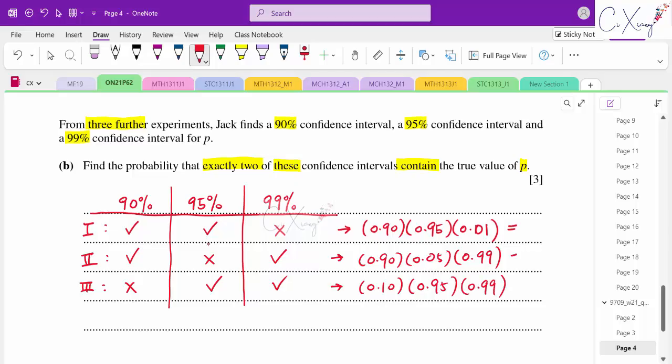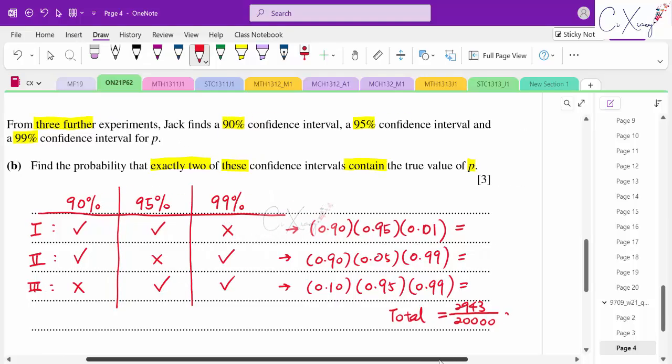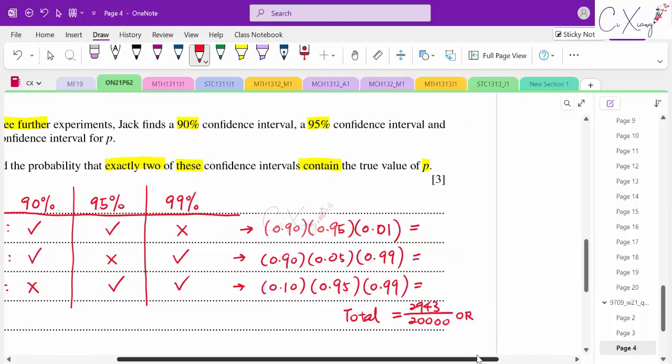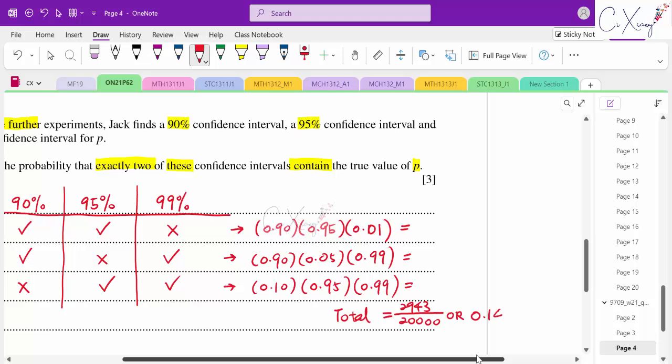Then after you get the value for all the cases here, let's get the total. Alright, so when you press a calculator, the total value that you get, if you put it in fraction form, it should be 2943 divided by 20,000. Or if you want to make it into significant figures, it will be 0.147, correct to 3 significant figures.